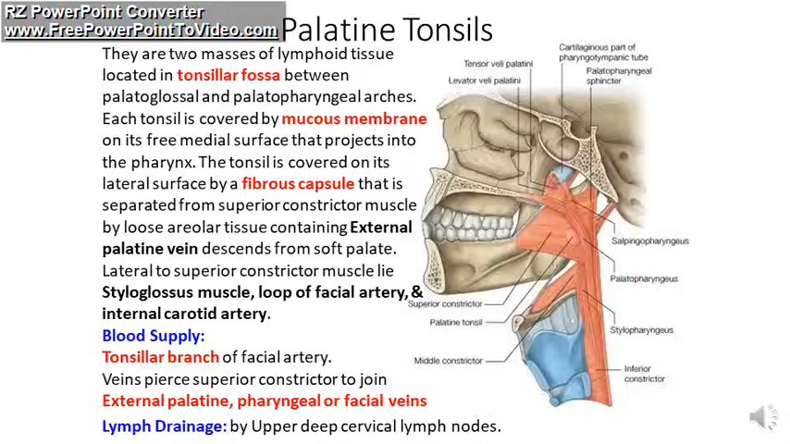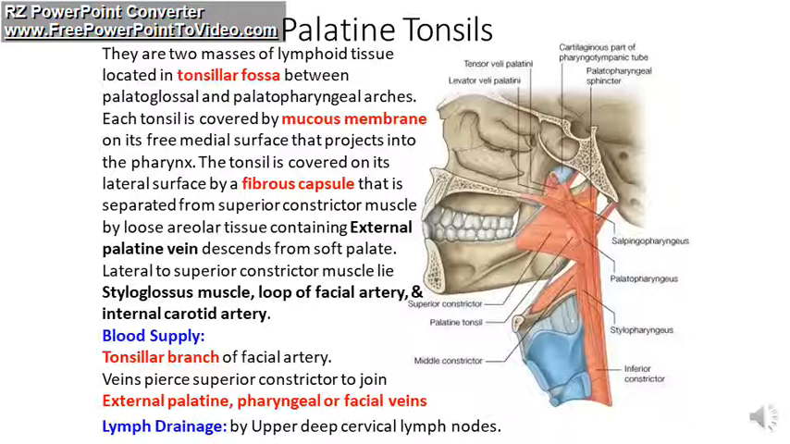The palatine tonsil, this big tonsil that they call the palatine tonsil, is a big mass. It works as a guard to protect the body. It consists of two masses of lymphoid tissue located in the tonsillar fossa between the palatoglossus and palatopharyngeus.